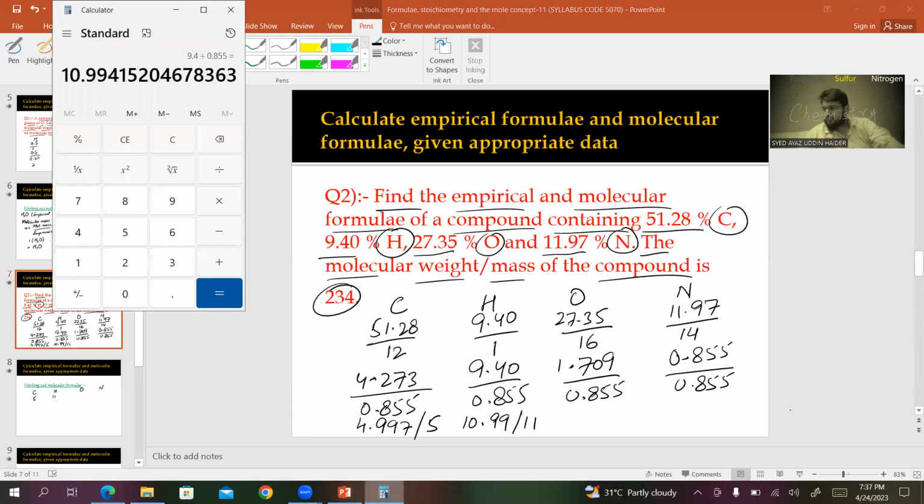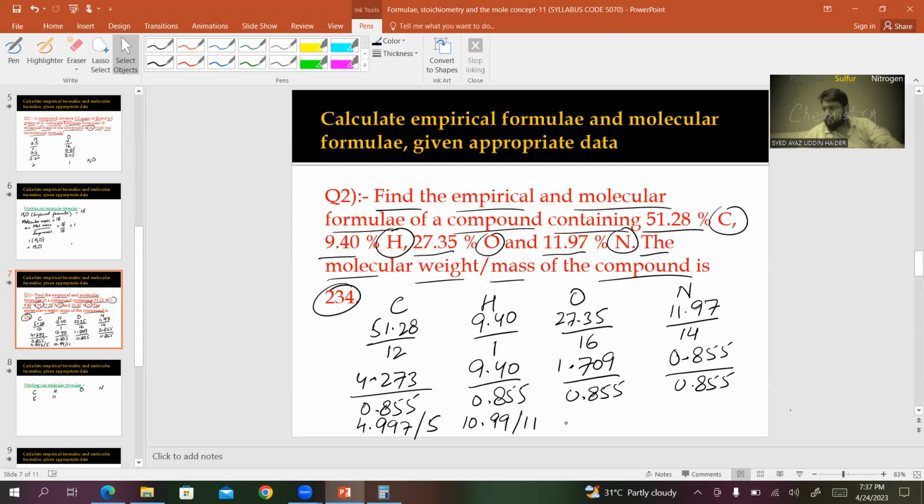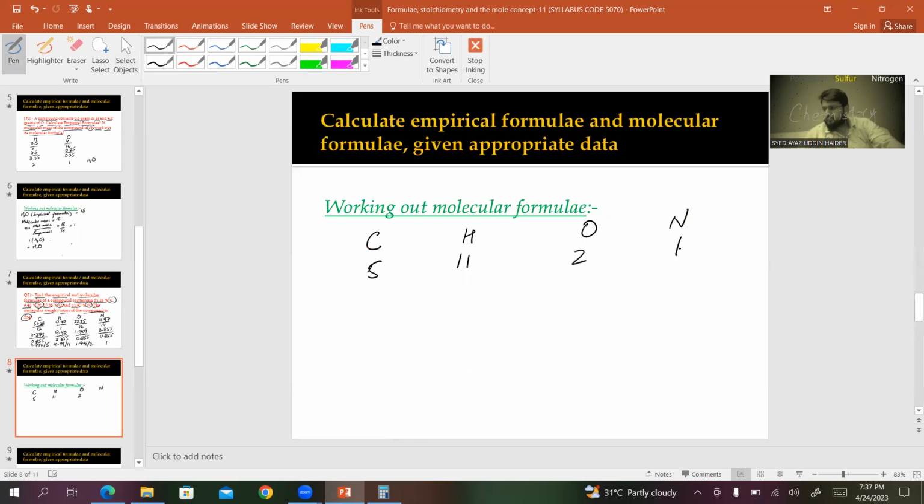For oxygen, 1.709 divided by 0.855 is 1.998, which becomes 2. Nitrogen, it's easy. 0.855 divided by 0.855, we will get 1 here. So for oxygen, it's 2. For nitrogen, it's 1. So the empirical formula will be C5H11O2N1.